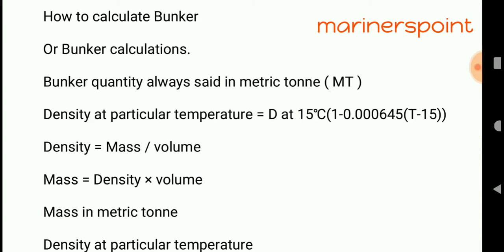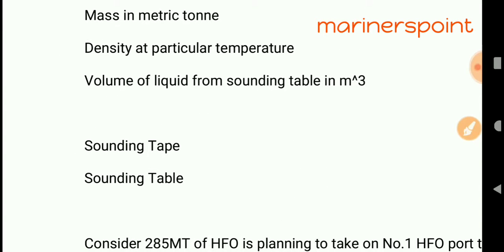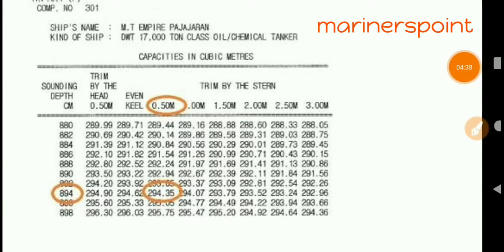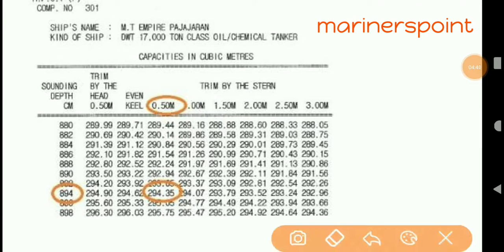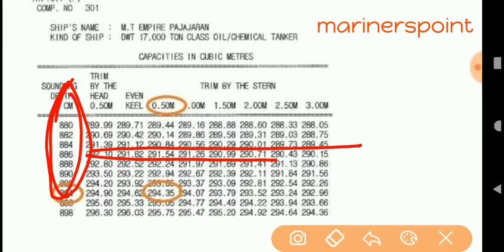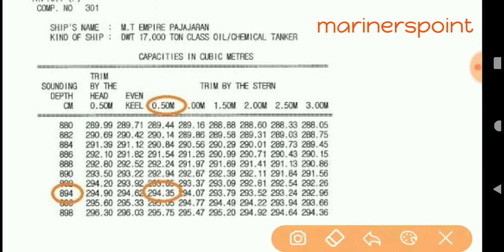Okay, so you know. Now we will see the sounding table, how it looks. This is the sounding table of a ship, in which depth is given. When you use the sounding tape, you will get sounding in centimeter or meter, but you need volume in meter cube. Then how do you know? On trim or even keel, volume is given. See, on even keel it is given, trim by head it is given, centimeter on even keel, on trim by stern.